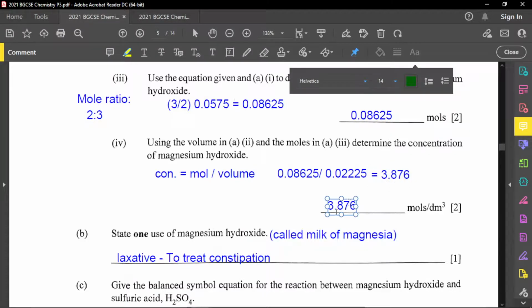And so once you divide that, what you get is 3.876 moles per dm cubed. All right, so let's go to part B.